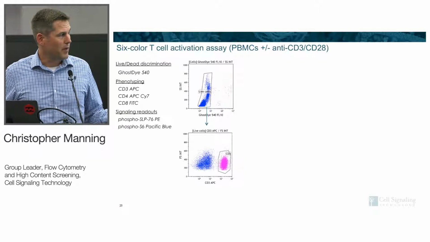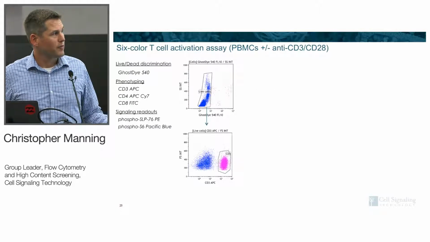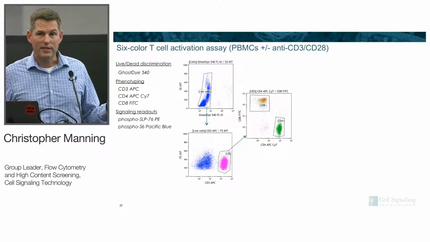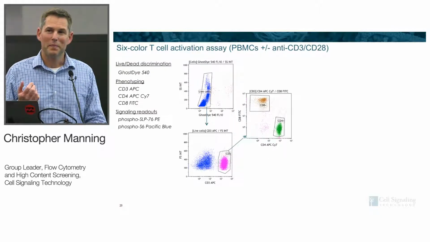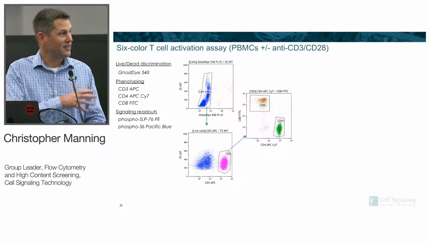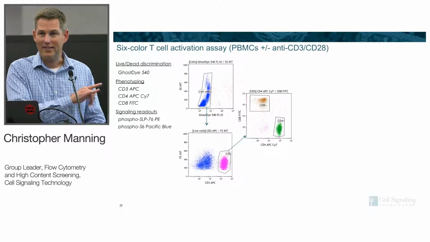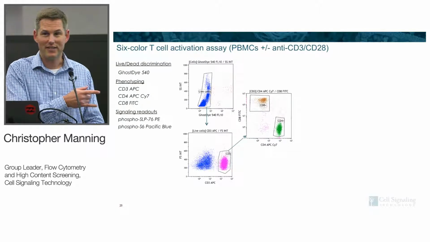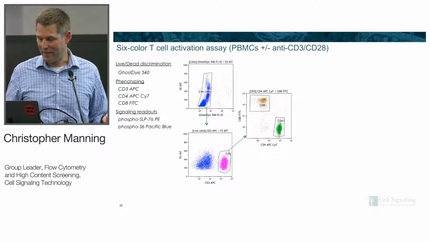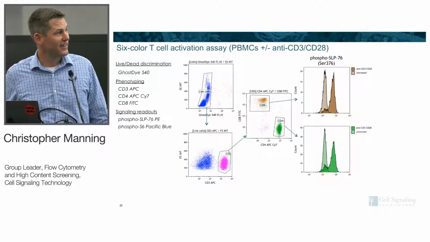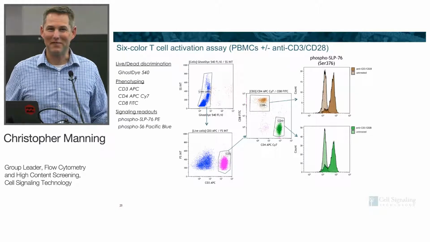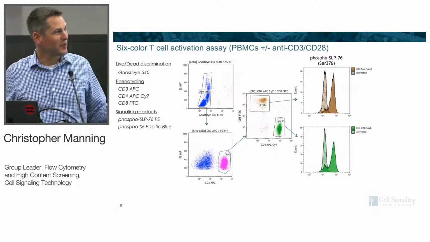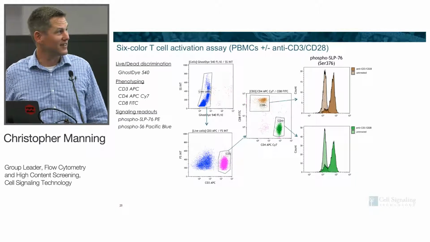Gated on our CD3 positives, and from there, took our two CD8 and CD4 positive populations. And the reason I was doing this experiment, by the way, was I was just curious, are there differences in SLP76 phosphorylation between CD8s and CD4s when you activate these T cells? I hadn't seen anything about it, and I was wondering what we would find. Sadly, for the purposes of this presentation, there wasn't much difference. There was activation in both populations, and it looked very similar, actually.